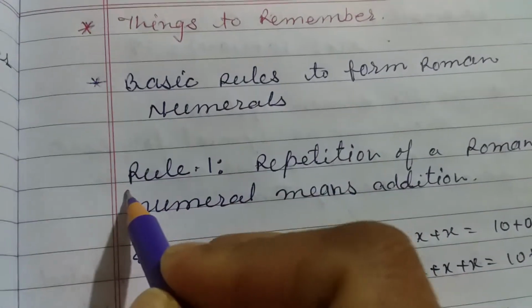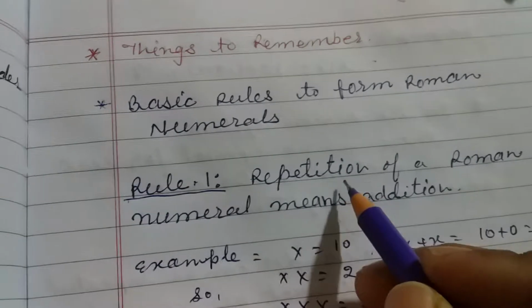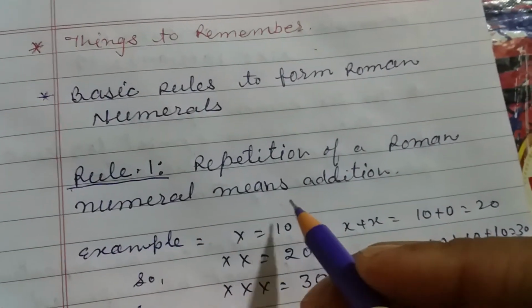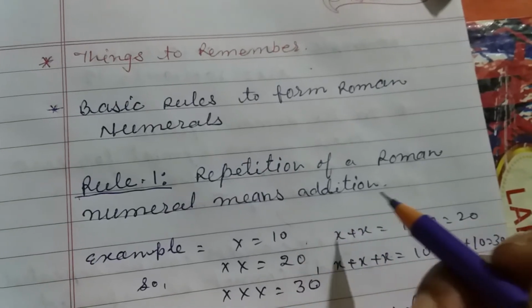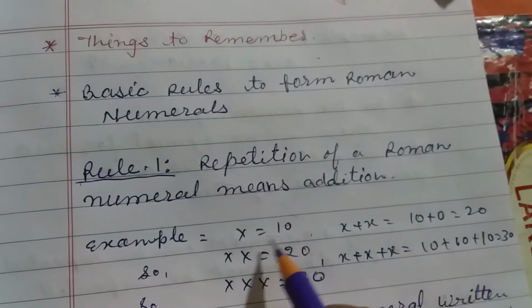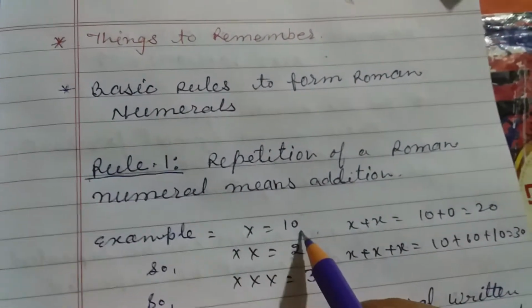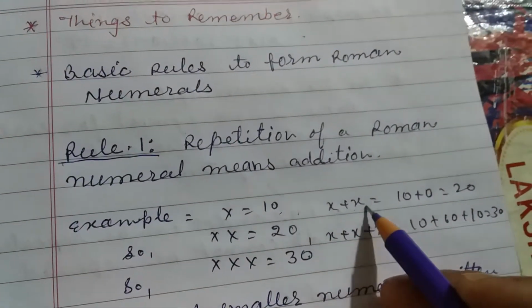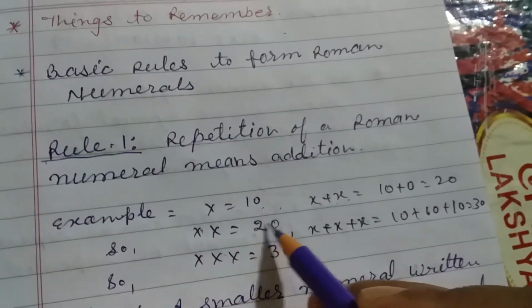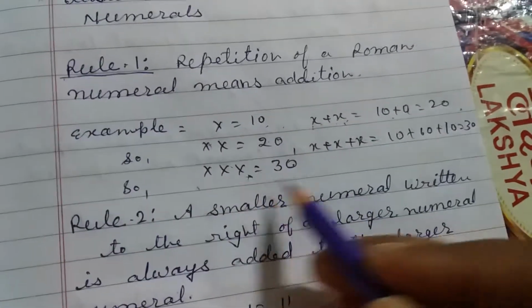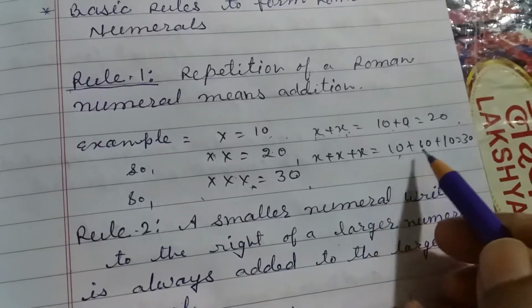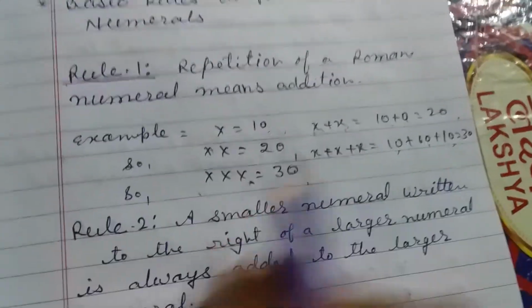Rule number 1: repetition of a Roman numeral means addition. It means if you repeat any numeral, we have to add. Suppose X means 10, but if we write XX, that is X plus X, 10 plus 10, 20. Then XXX means 30, that is 10 plus 10 plus 10, 30.